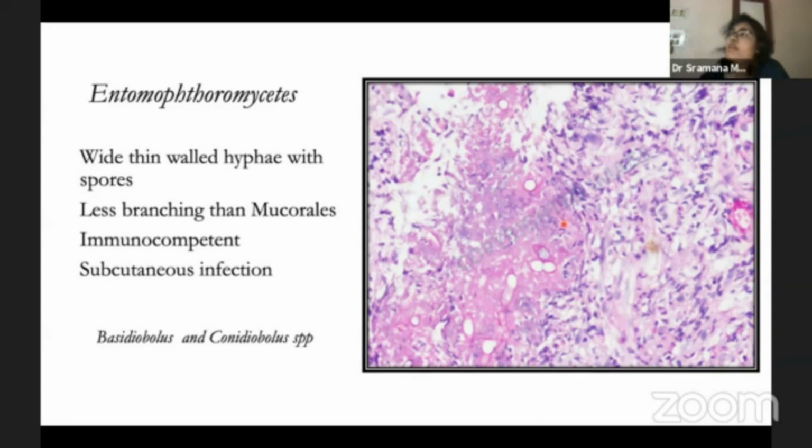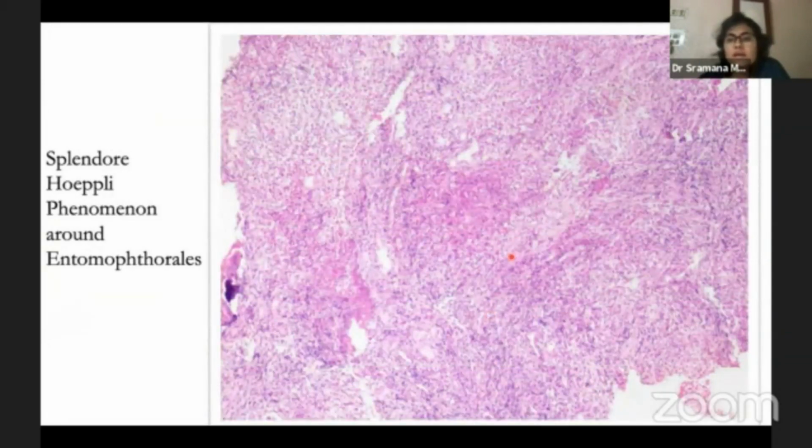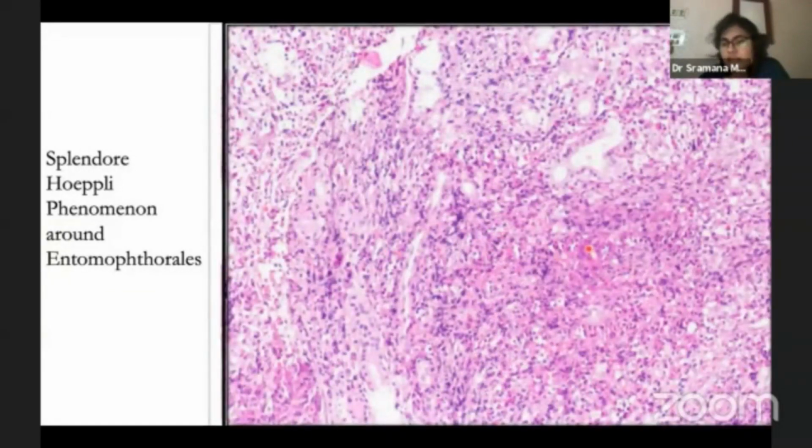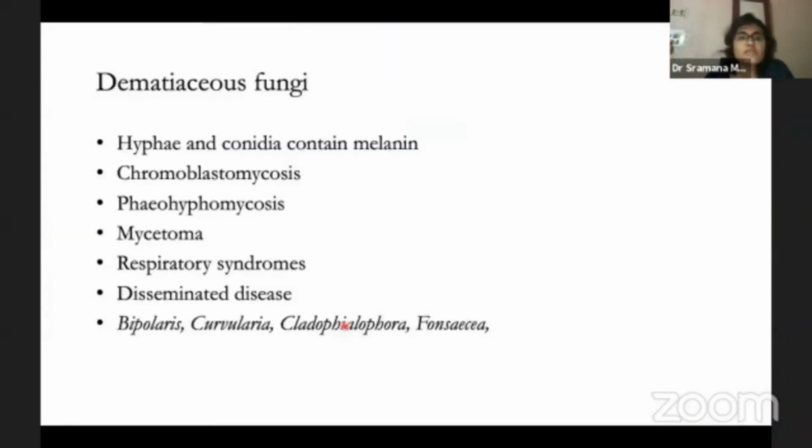So this is what you see on the biopsy specimen. Splendore-Hoeppli phenomenon is this eosinophilic material on the fringes of the fungal hyphae caused by antigen-immunoglobulin reaction to the fungal antigen. This is a picture from a nasal biopsy where you can see all this pink material. You zoom in, you can see something like a broad fungal hyphae. Further zooming in, you can see this eosinophilic material, and you can also see eosinophils, which is sometimes characteristic of a fungal infection.